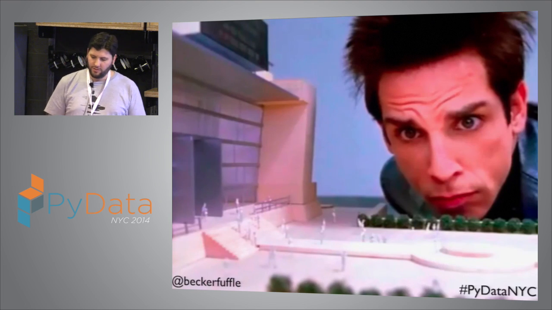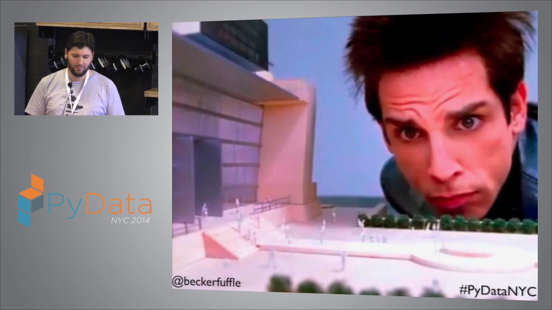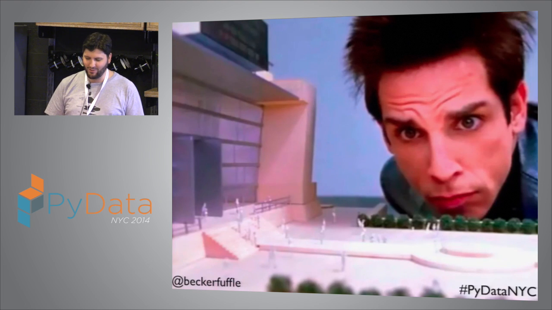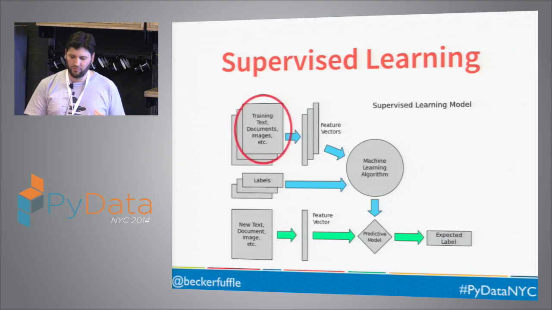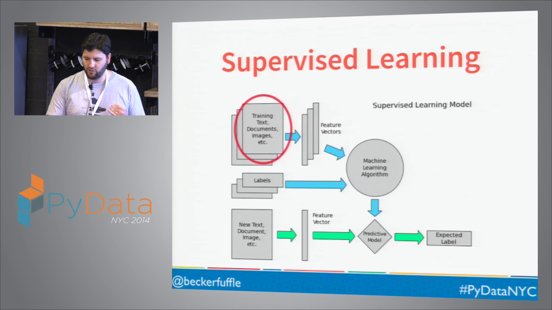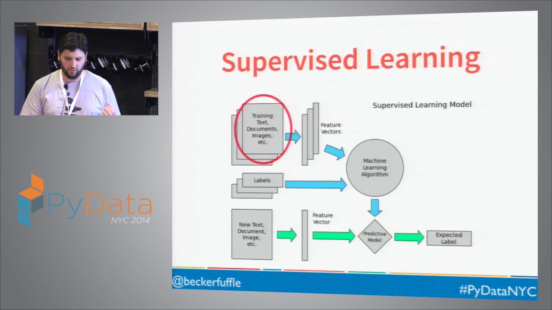All right, so now that we've finished exploring our data, it's time to build our model. Our model is what's called a supervised model. So let's start off by defining what a supervised model is. You start off with some input. In this case, we have our Wikipedia articles as our input, and we call this our training set.